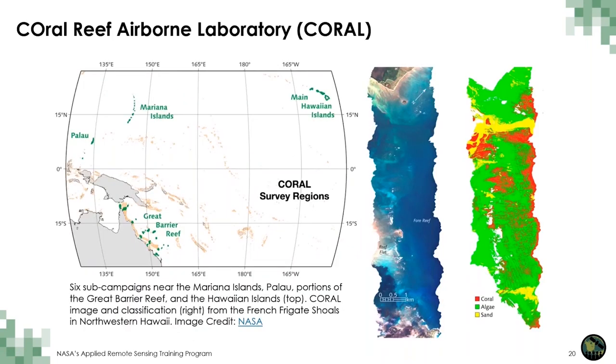Between 2016 and 2017, CORAL flew over key reef areas in the Pacific Ocean, including Hawaii, the Mariana Islands, Palau, and the Great Barrier Reef, as you can see from this survey on the map on the left. On the right, you can see a coral image from Northwest Hawaii, where the hyperspectral data was used to create a classification to map the locations, particularly of coral, algae, and sand.